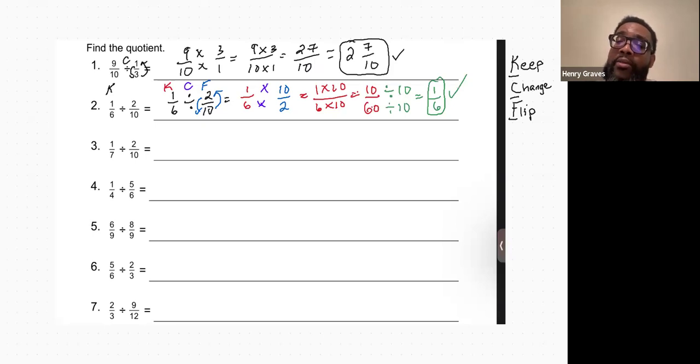So I'm going to do the same thing again, keep, change, flip. And while I'm doing this, I might as well just have some fun with it and do it all in different colors. Flip, the 10 is on top and now 2 on the bottom.